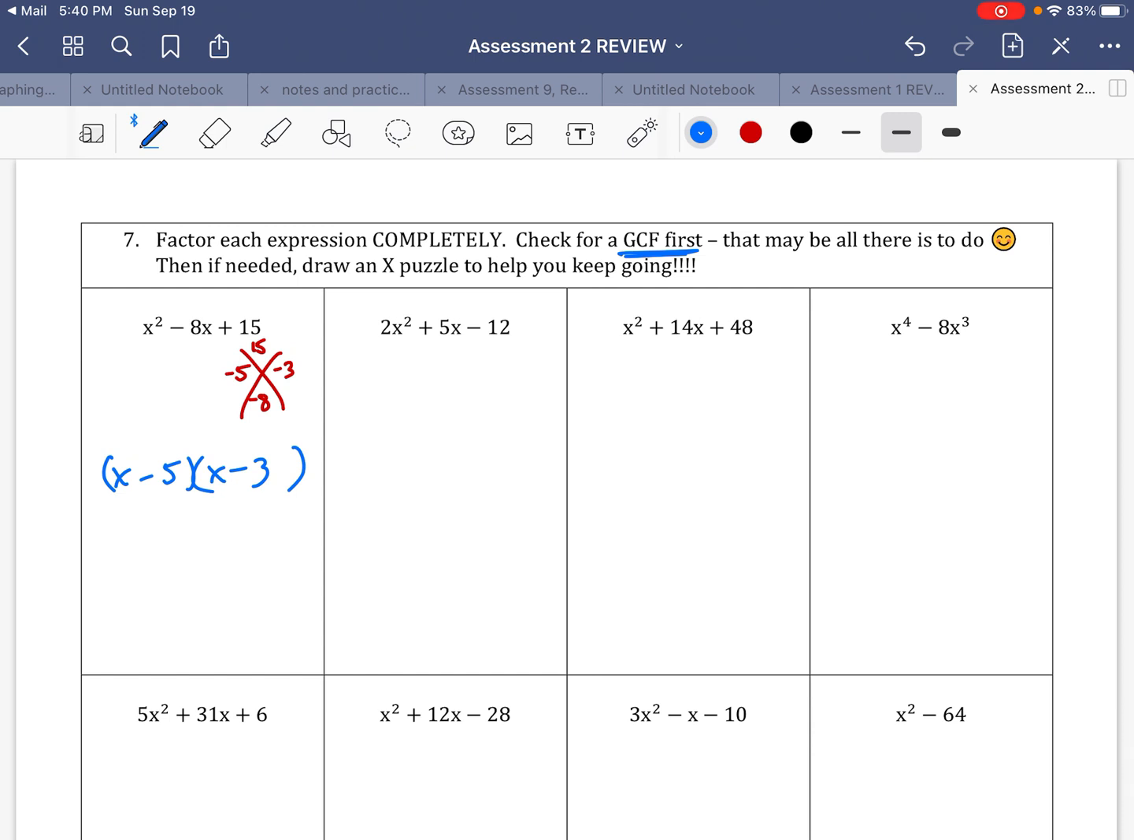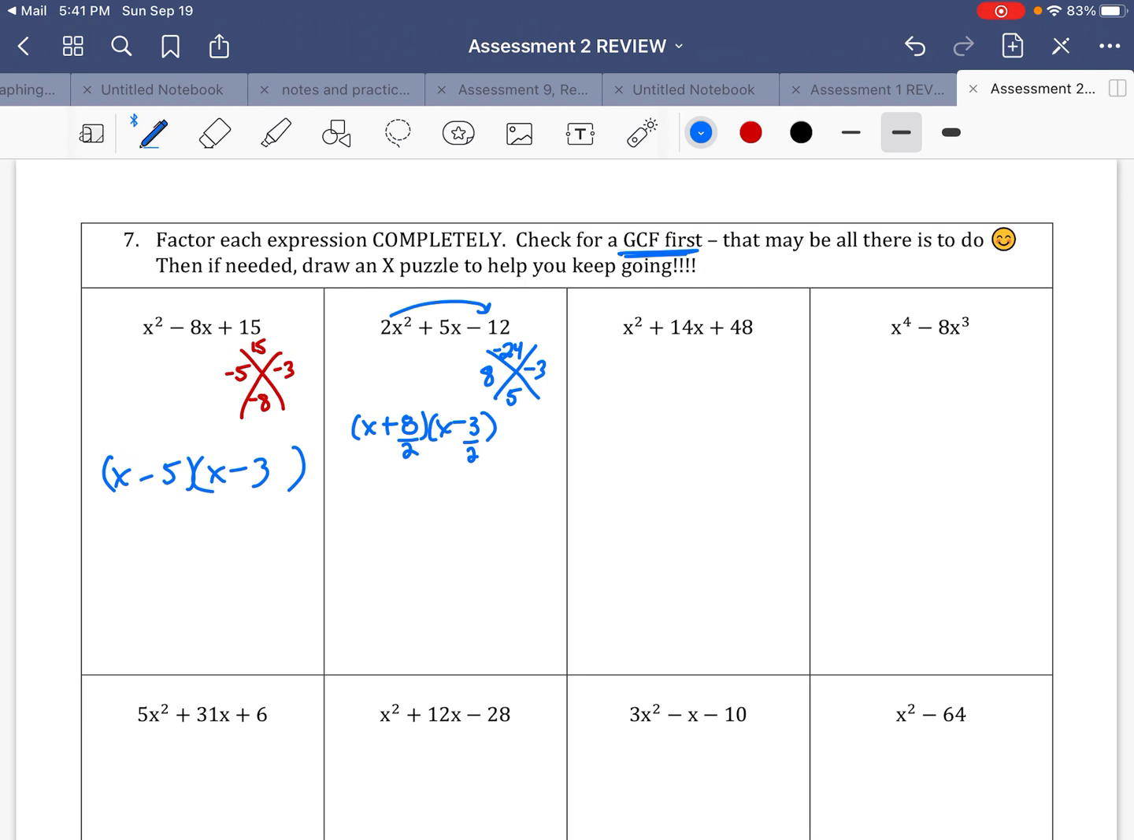2, 5, and 12 have nothing in common, so I'm just going to multiply the 2 by the 12. That way I can do my puzzle and put a negative 24 and a 5 here. So I'm going to use 8 and 3. So 8 minus 3 makes 5, and also a negative 24. All right, so remember, I got (x + 8)(x - 3). I divide these because I multiplied earlier by 2, so I divide them by 2 now.